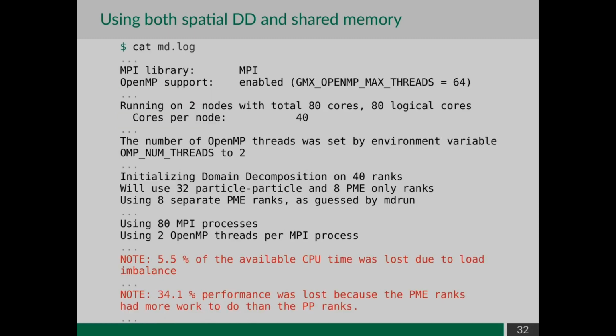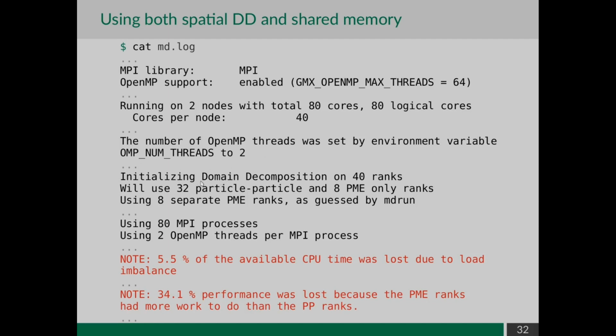Now let's have a look at our log file for such a hybrid MPI OpenMP. First, we'll see both support for the MPI library and OpenMP. We'll see the summary of the hardware we are running on. We'll see the remarks about the number of OpenMP threads. And we'll also see the domain decomposition.